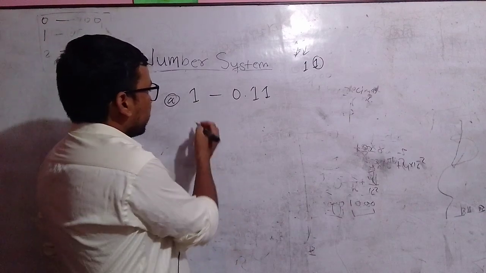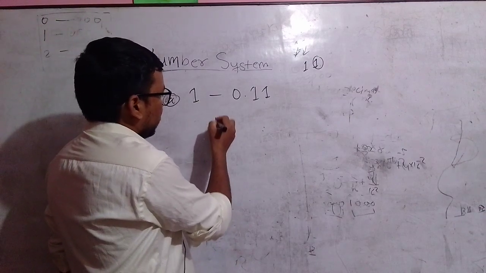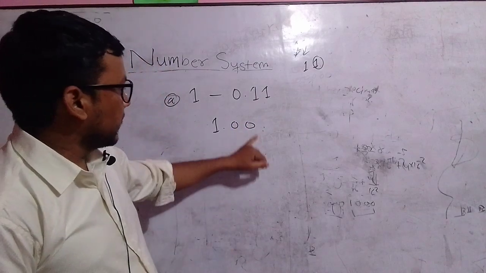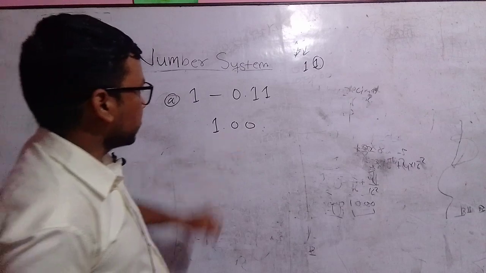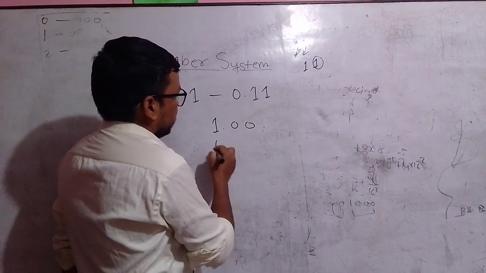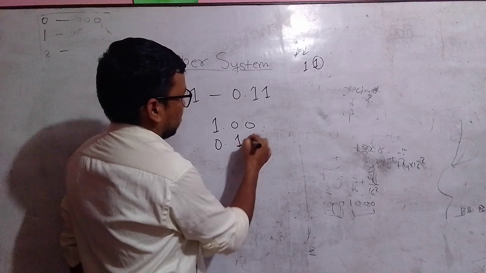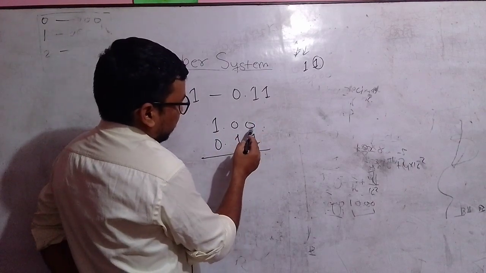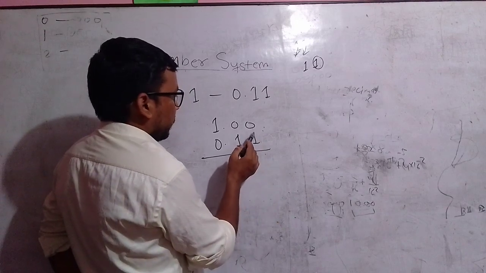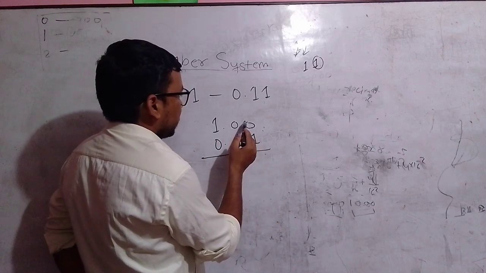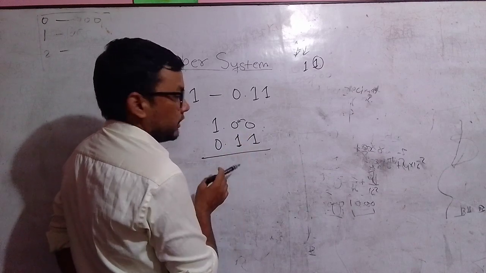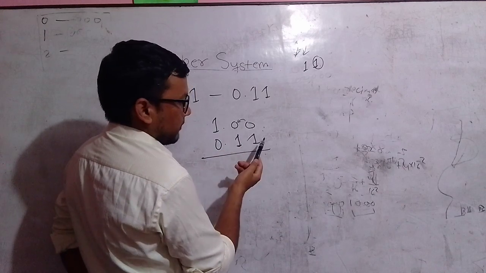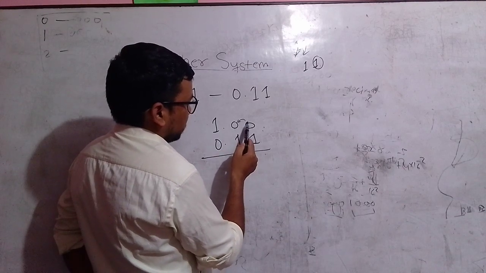Now 1 can be converted into 1.00. We can append any number of 0s to the right-hand side of this decimal number. And 0.11 is the second number. Now it is not possible to subtract 1 from 0, so it asks for a borrow from the next bit, but that also contains 0. It does not have anything to give.